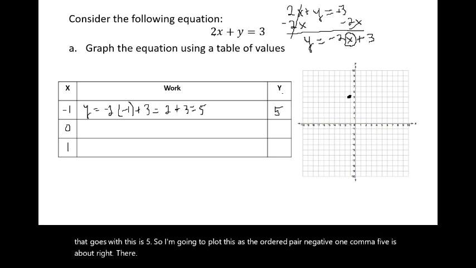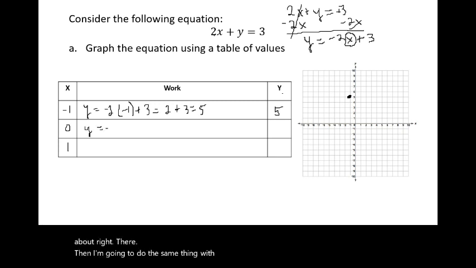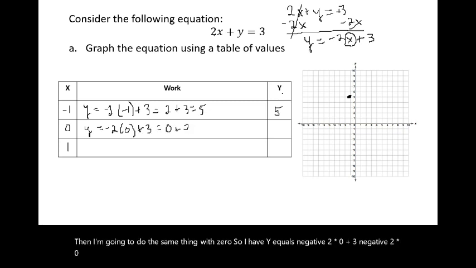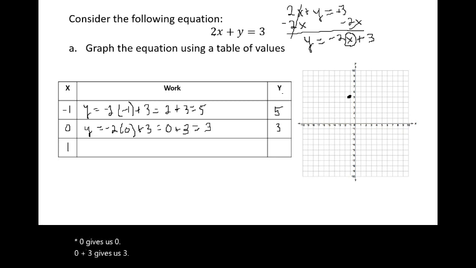Then I'm going to do the same thing with 0. So I have y equals negative 2 times 0 plus 3. Negative 2 times 0 gives us 0. 0 plus 3 gives us 3. So (0, 3) is going to be the next point that I plot. So (0, 3) is right there.